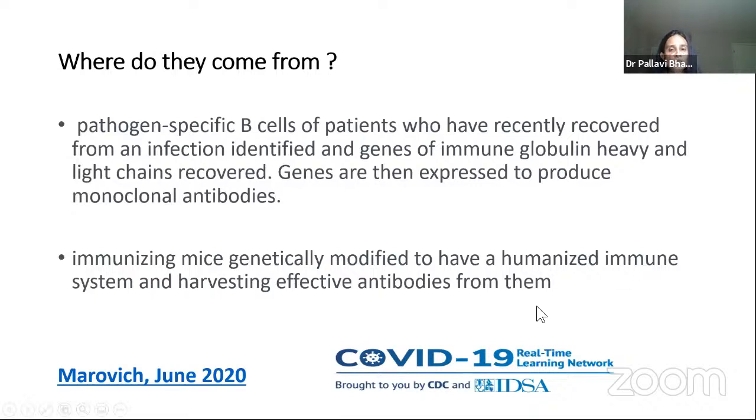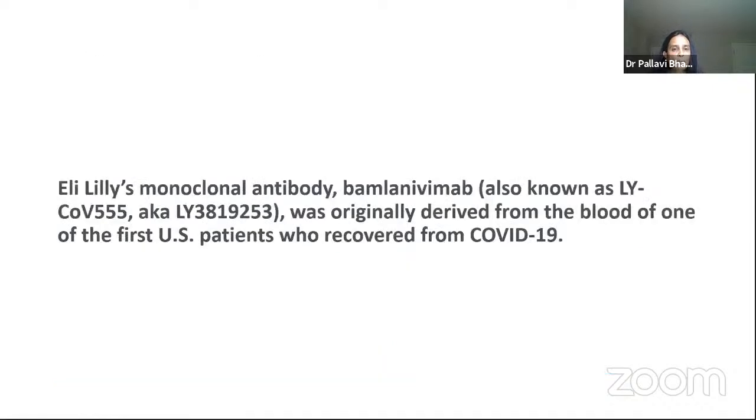And a second way would be you genetically modify mice to give them a humanized immune system, and then you inject your target pathogen, and then you harvest effective antibodies from them. So that's the second way. So the first antibody, the BMAB that we used for the first 3 months on our mild to moderately ill patients who were at high risk, was actually originally derived from the first US patient who had recovered from COVID-19.